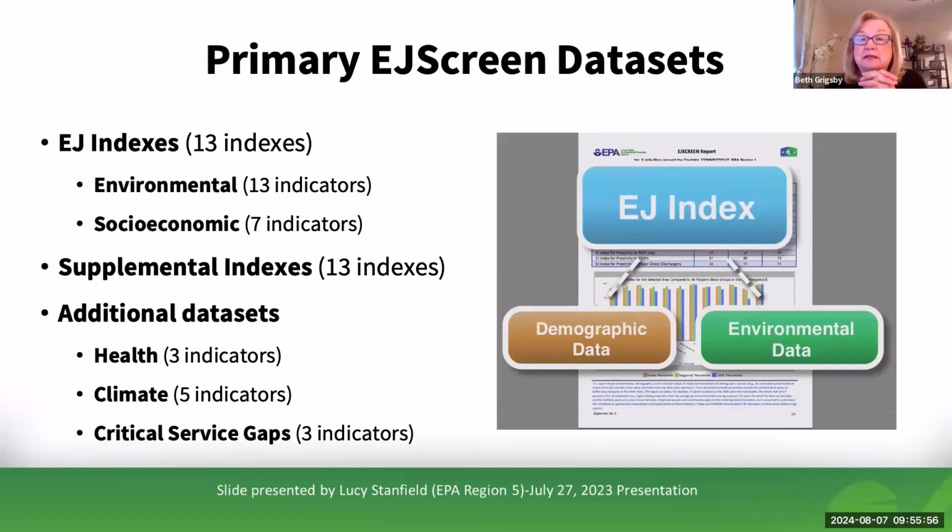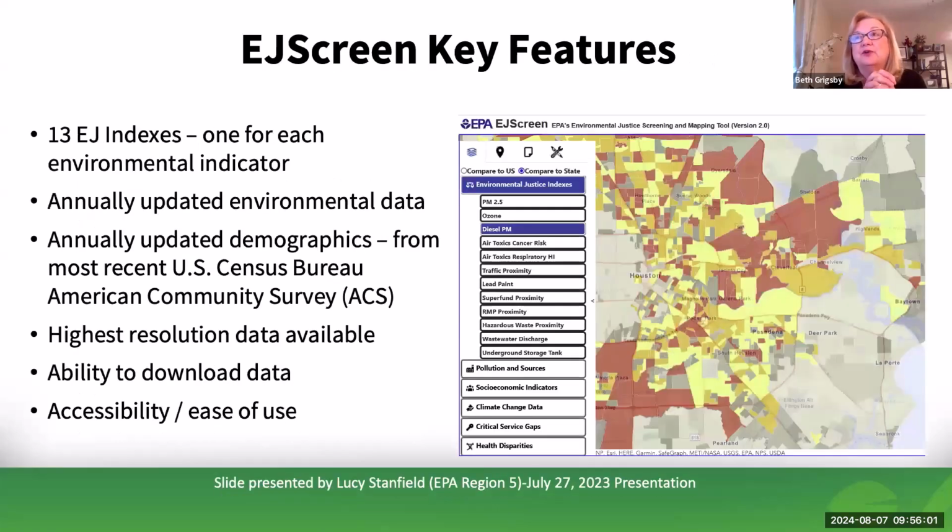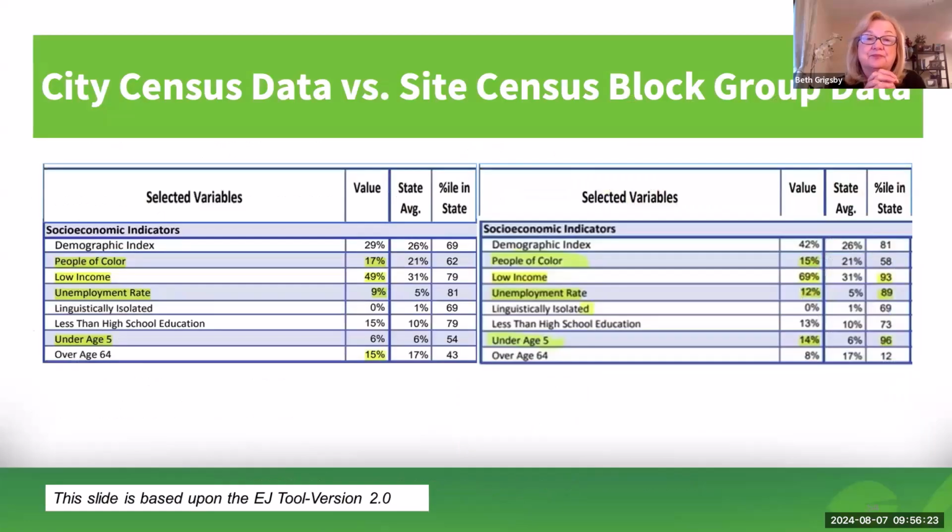And we'll go to the next slide. These are so important for you as you collect data, as you're drafting your assessment grant or cleanup grant or coalition grant. There's 13 EJ indexes, and we all know environmental justice is near and dear to EPA's heart. So use this information. Next slide, please.